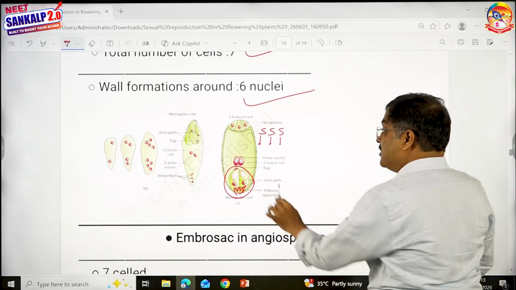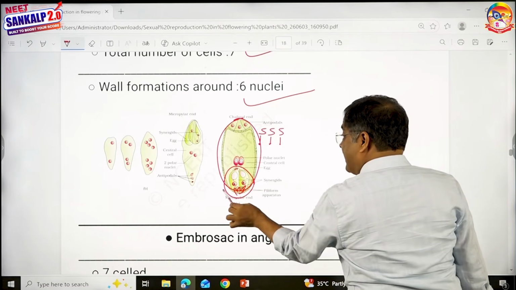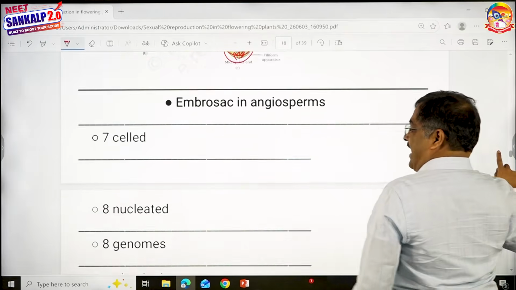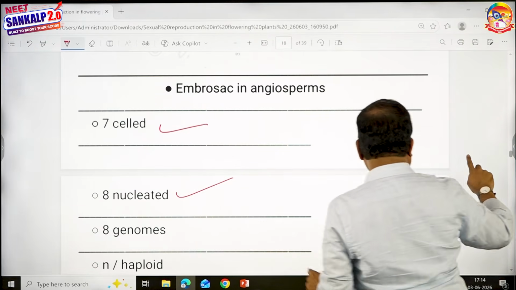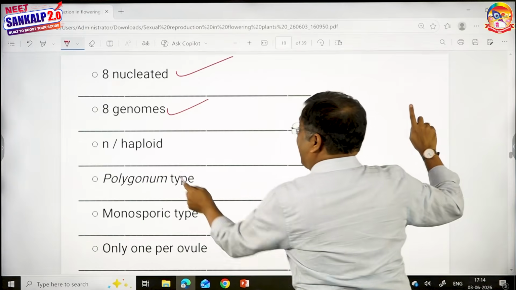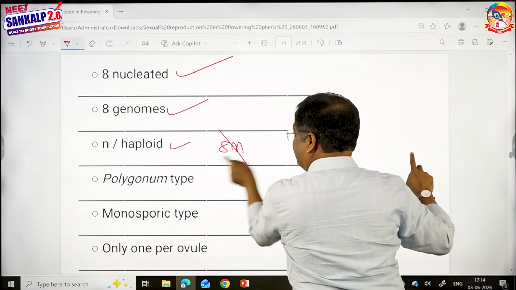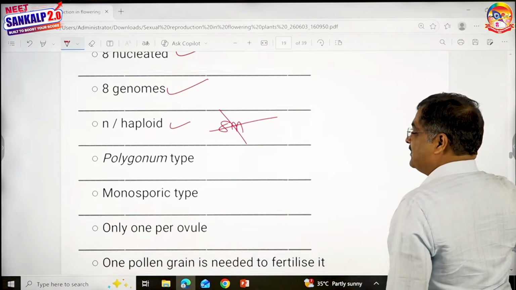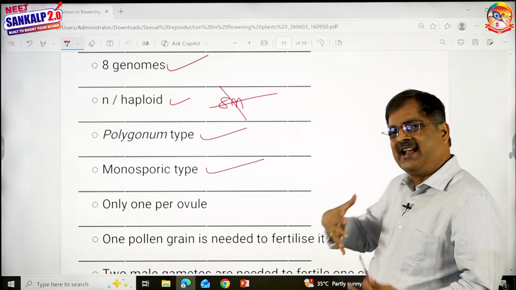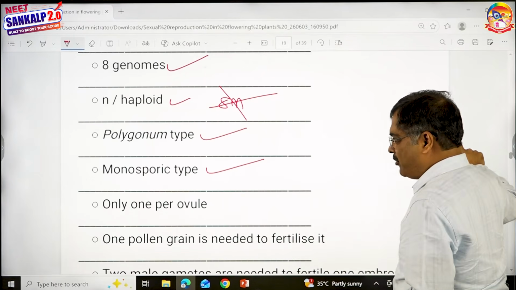Don't get confused between embryo sac and egg apparatus. You have to be very careful. Embryo sac is 7-celled, 8-nucleated. It contains 8 nuclei, so therefore 8 genomes. It is haploid. Don't say 8N. All right. It is haploid. It is polygonum type. It is also called monosporic. That 7-celled, 8-nucleated is said to be monosporic or polygonum.